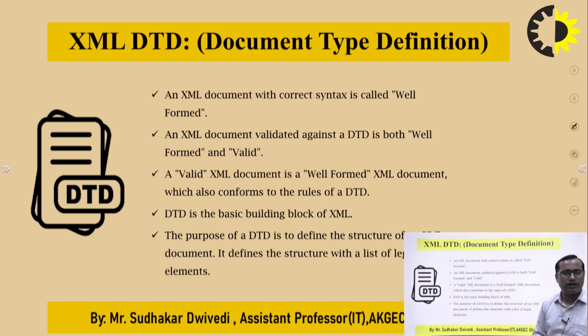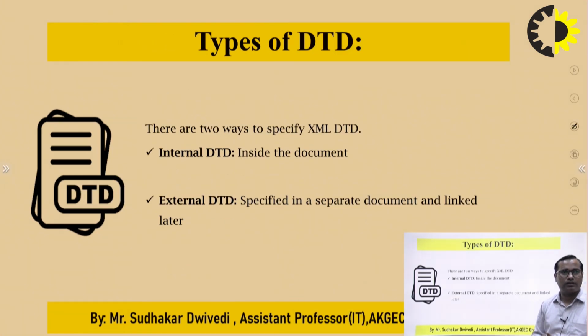We can say the document type definition is a basic building block of XML. The purpose of the DTD is to define the structure of an XML document. It defines the structure with a list of legal building blocks. What should the document contain? What elements should appear in the XML document? What attributes should that particular element have? What data types should the element contain? All these things we can outline using the DTD.